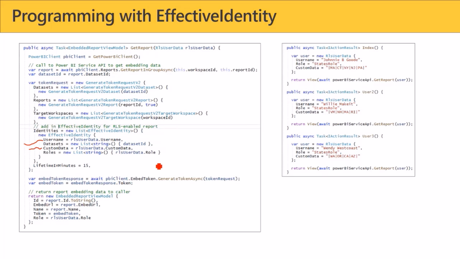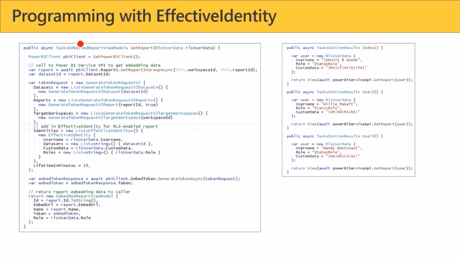We used to not have custom data in Power BI a year ago, so we just used username, but now we have custom data, so there are things that you can do by passing that, and we'll see one example coming up. Also note that for an effective identity, you're going to pass a string array of roles. You have to pass one role, but it is possible to pass multiple roles.